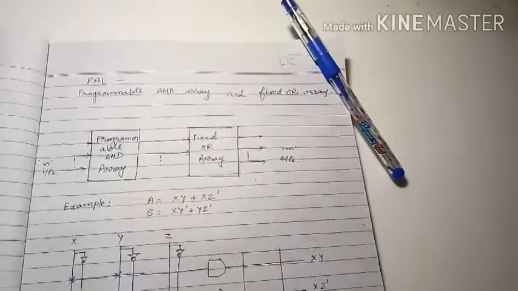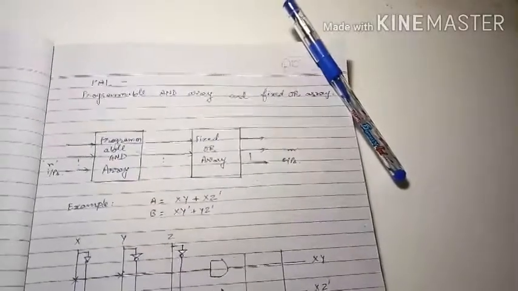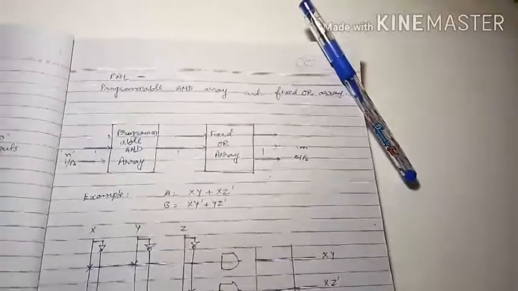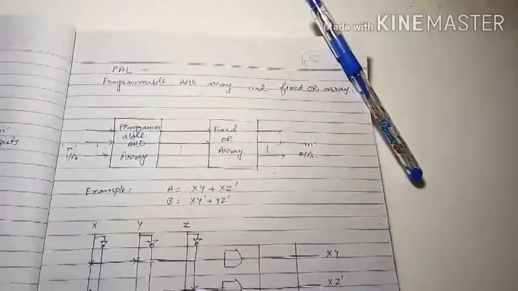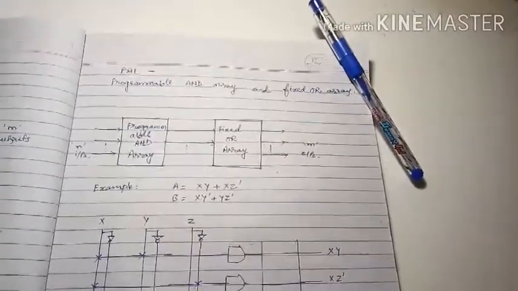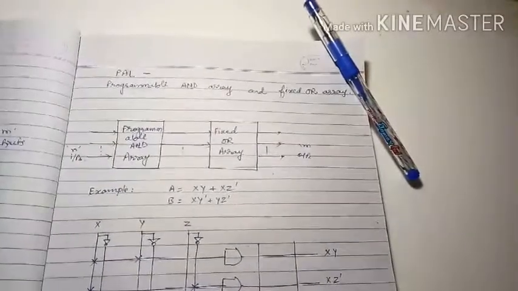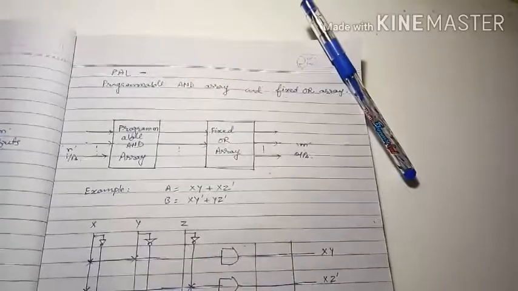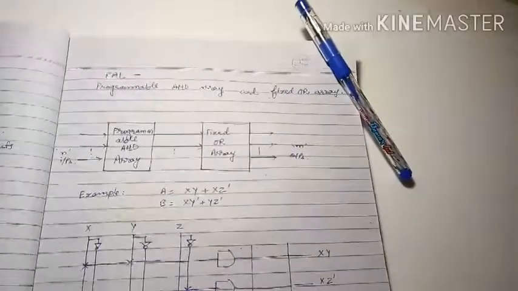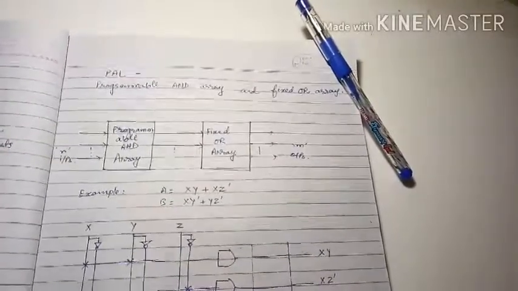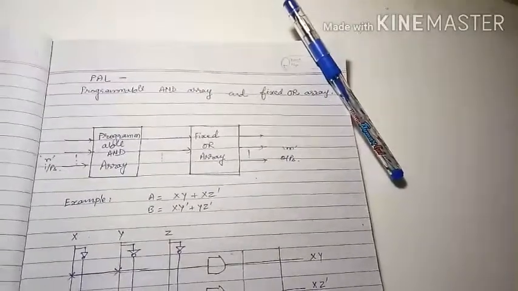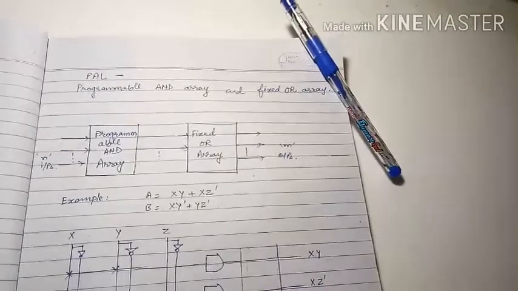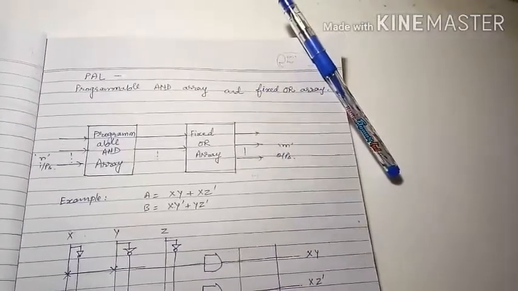Here the inputs of the OR gates are not of programmable type, so the number of inputs to each OR gate will be fixed. Therefore we apply those required product terms to each OR gate as input. Therefore the output of the PAL is in SOP form, sum of products form. Let us see an example.